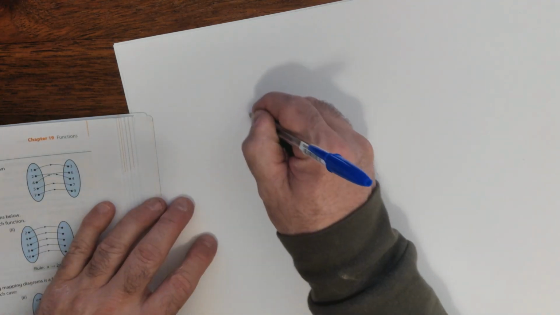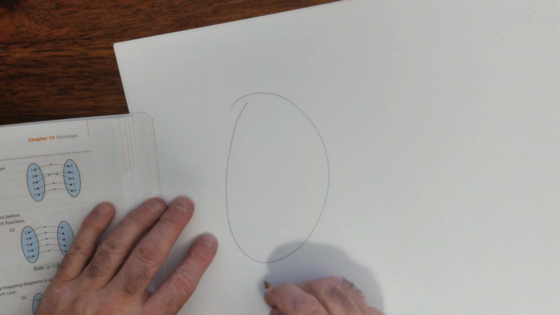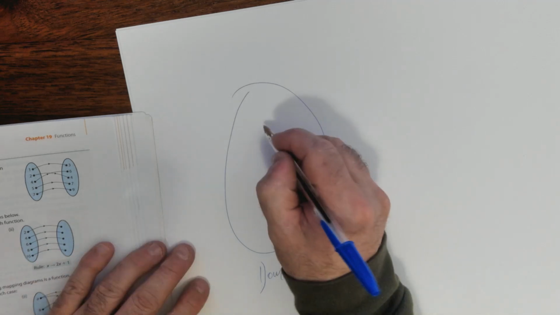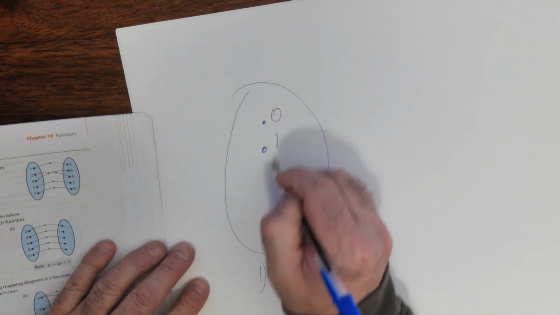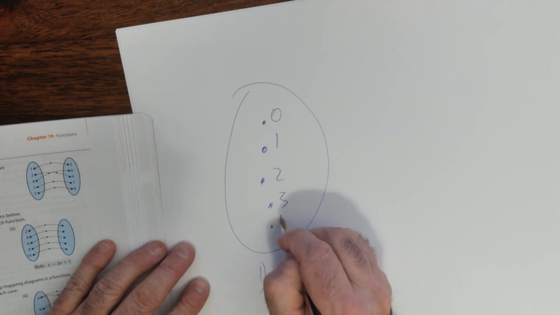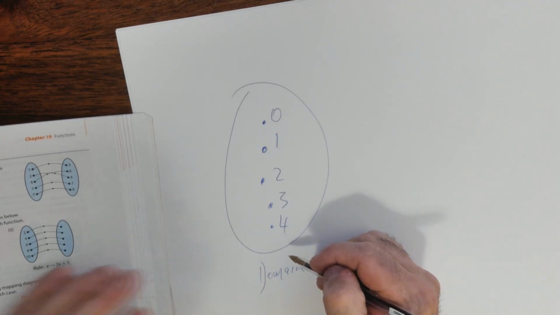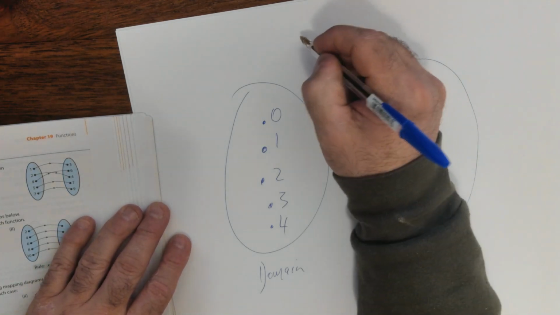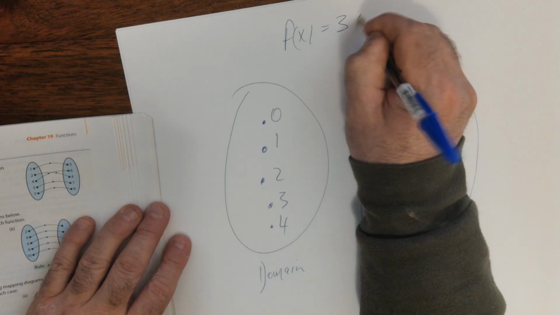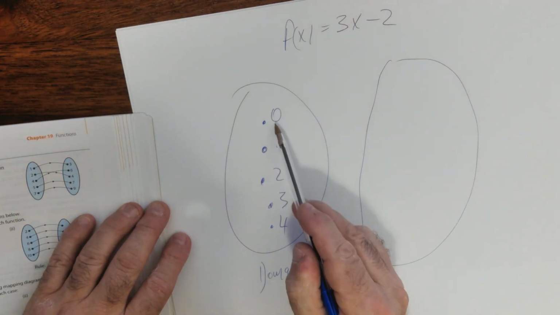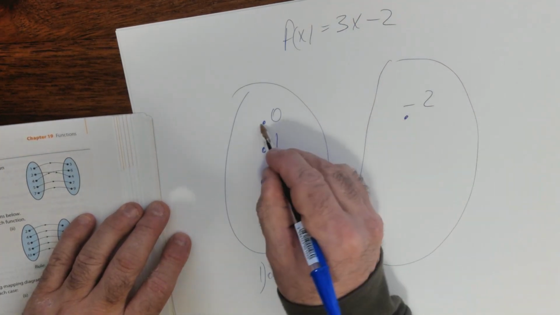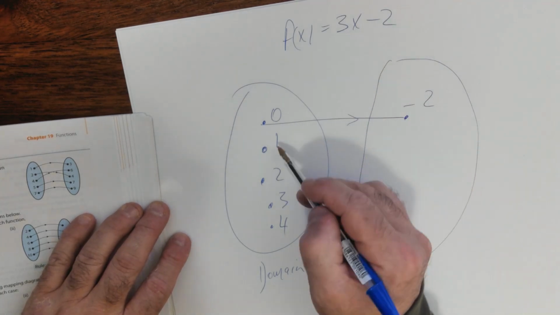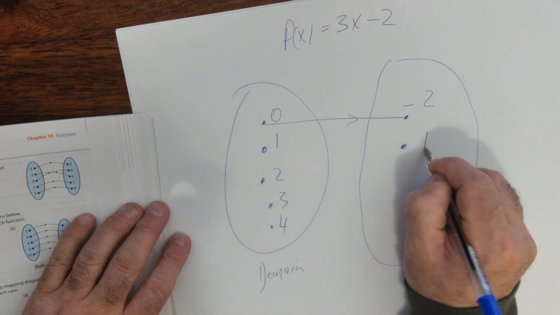Represent f on a mapping diagram. Okay, so we have our domain. Check that in the picture, and we have our 0, 1, 2, 3, and 4 in that domain set. We are going to map each one using f of x equals 3x minus 2. So treble and take 2. Treble 3, take 2.